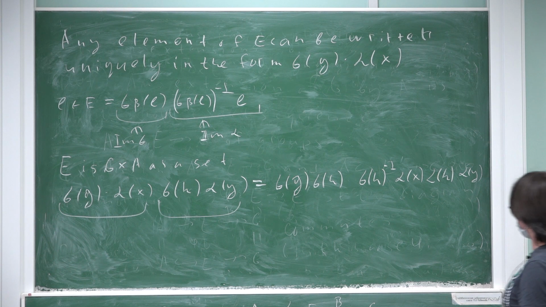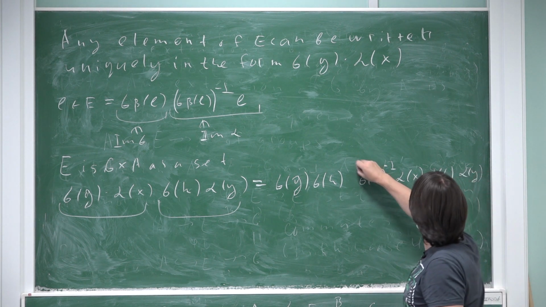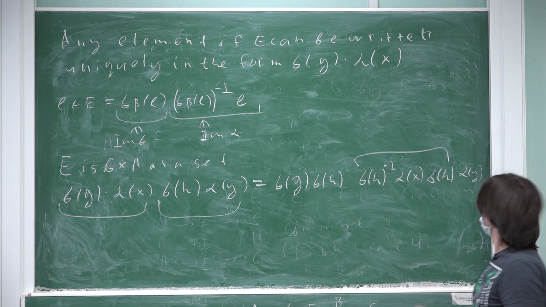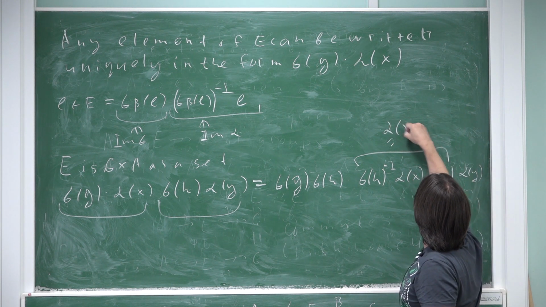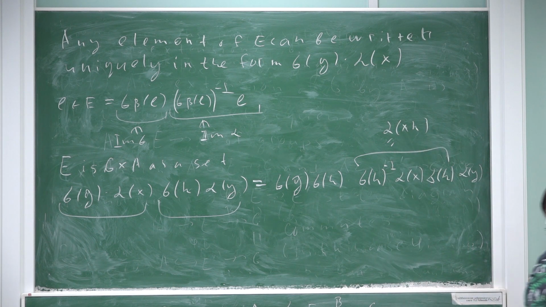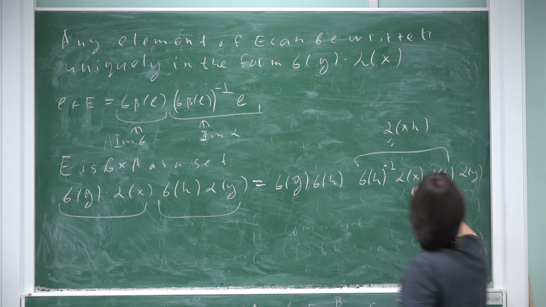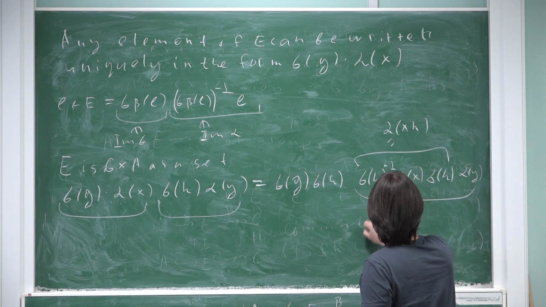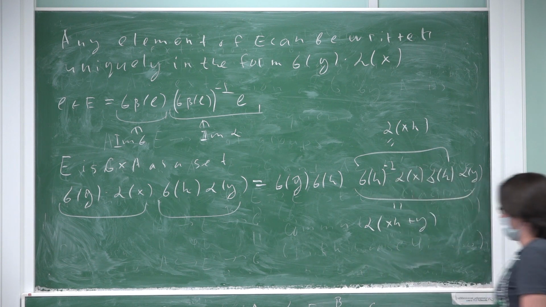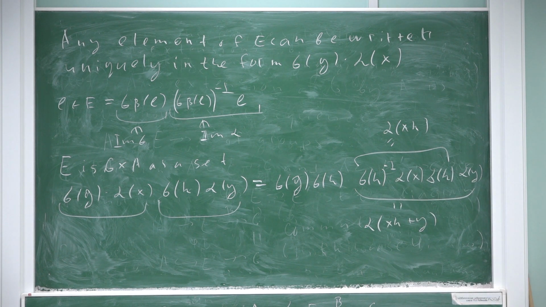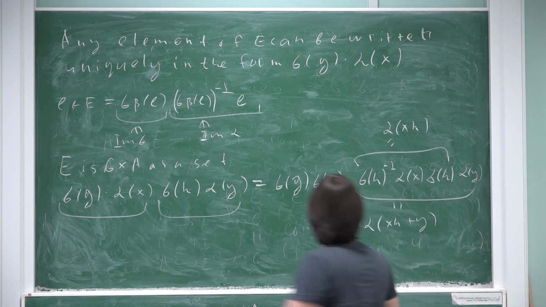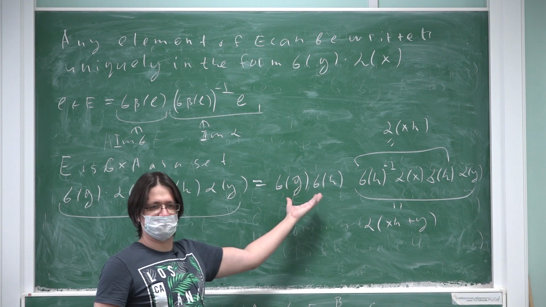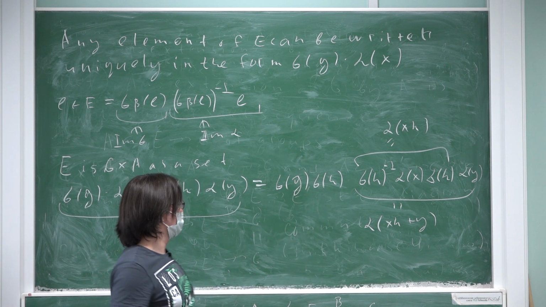So this guy is, by definition of our action, exactly alpha of xh. So here we have alpha of xh plus y, and it is some part that already was in the semi-direct product, but here we still don't have sigma of something.